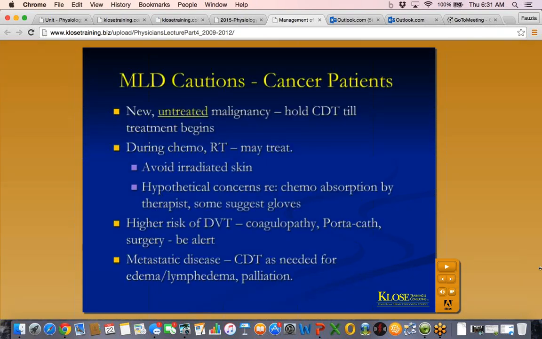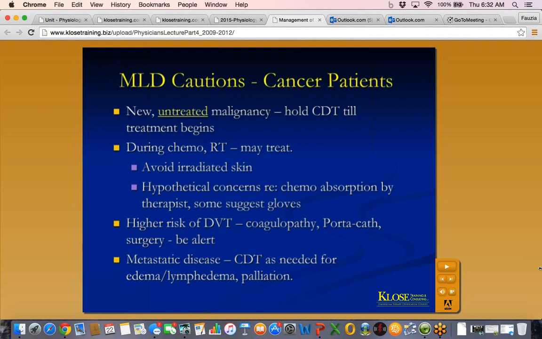Cancer patients, if they have an untreated malignancy, you want to wait until their chemo or radiation therapy starts. If a patient has had radiation therapy, you want to avoid the irradiated skin. You can do the MLD around it, but you don't want to do it over the radiated skin. Some people are concerned about the chemo drugs being transferred to the therapist. You can avoid that by wearing gloves. With cancer patients, there's a higher risk of DVT, so they might have more coagulation medicine. You just want to be careful.